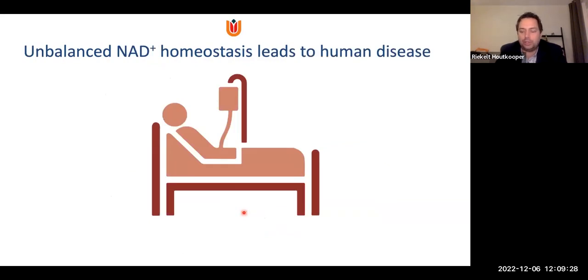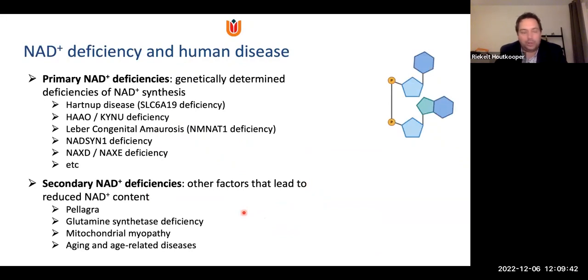We also know, I guess it's logical if you think about the central role of NAD in metabolism, that an unbalanced NAD homeostasis leads to various diseases in humans. And this is also where our translational work really comes out, because we combine inherited metabolic diseases of NAD biology to more acquired diseases. So on the one hand, we have the primary deficiencies, or at least I call them the primary NAD deficiencies, and this is because they're genetically determined, and they are genetically determined to regulate the synthesis of NAD, so the primary synthesis of NAD.